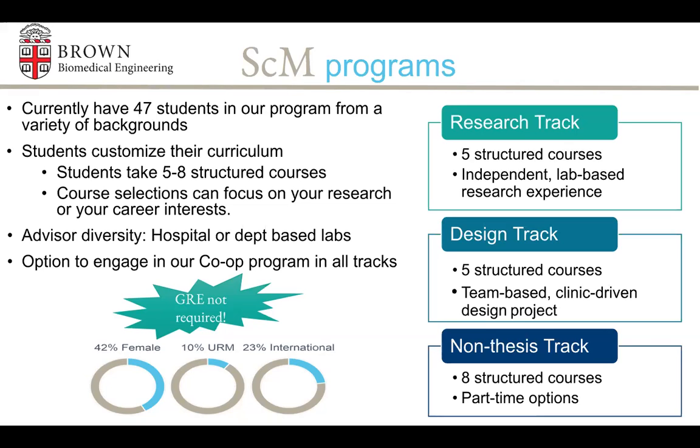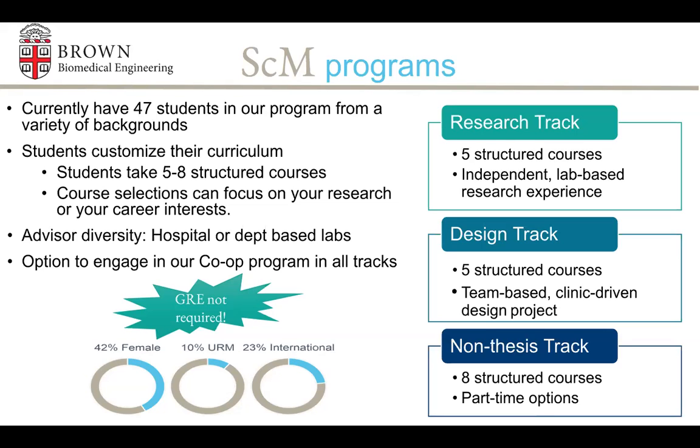So some key aspects of our program is that students are able to customize their curriculum. Depending upon the tracks that you take, which I will go over in just a minute, students can take 5 to 8 structured courses, and there aren't any specific course requirements. We do have requirements in general, like you have to take a certain number of engineering courses and a certain number of biology courses, but you are free to make course selections that focus on your research or your career interests. And of course, your academic advisor and research advisor can help you plan those courses. We also have advisor diversity, so you can choose between hospital or department-based labs. And there's also an option for all of the tracks to engage in our co-op program, which I'll also be talking about in a minute.